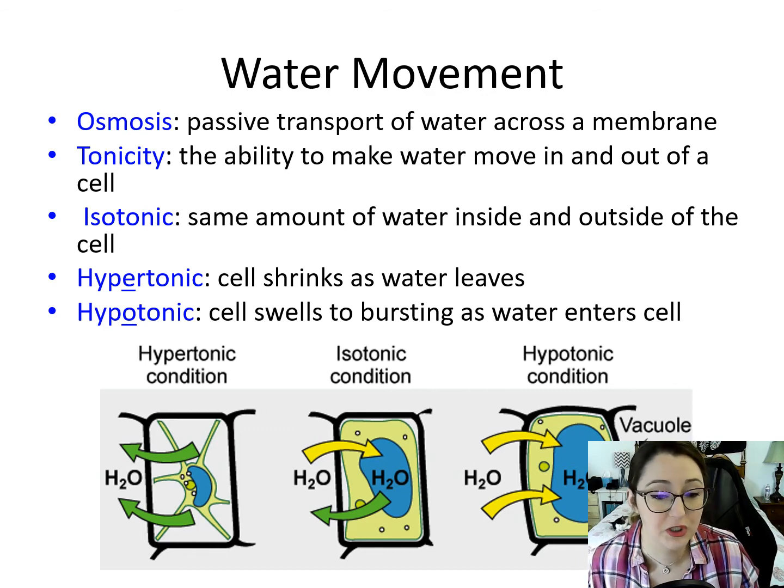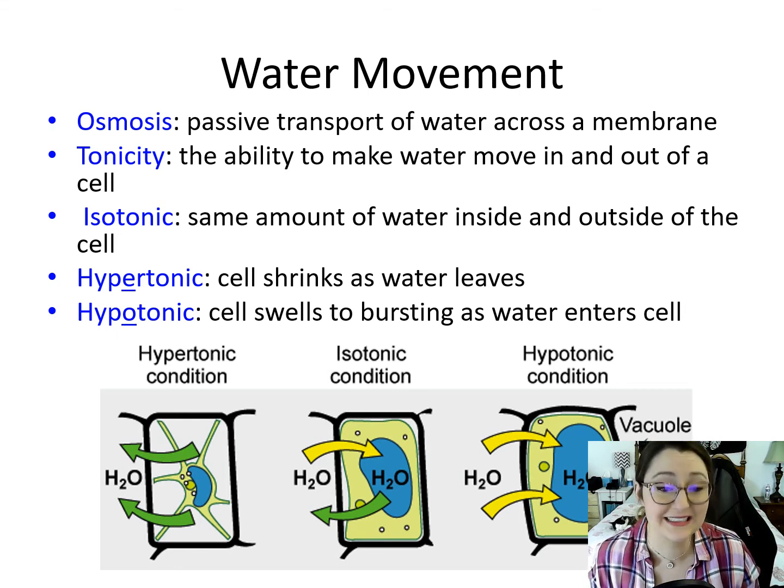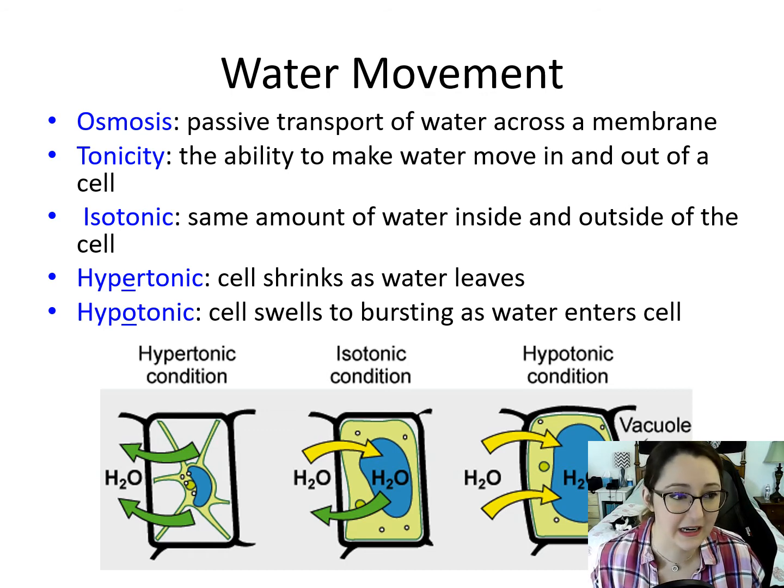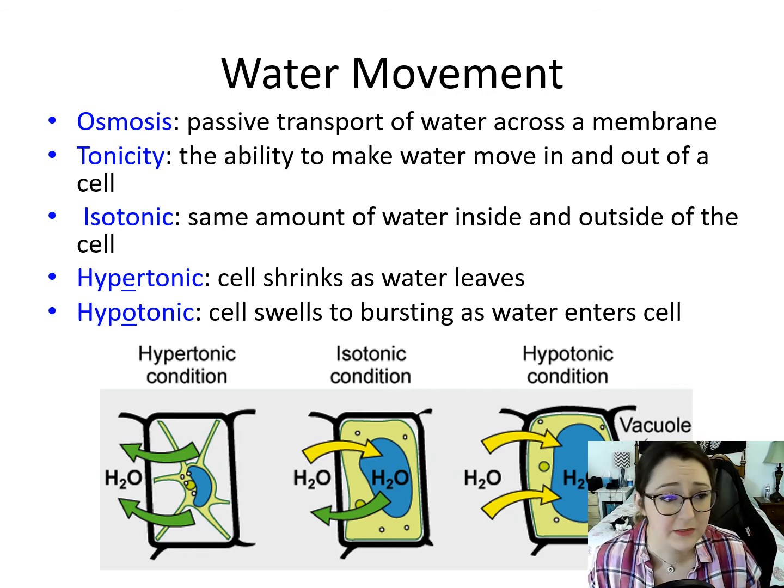We have a couple terms that I want you to know that are involved with water movement, and that is tonicity, and that is the ability to make water move in and out of the cell. So tonicity is basically like just a descriptive word. You're asking about the tonicity of it. And then when it comes to tonicity, we have three terms I want you to know.